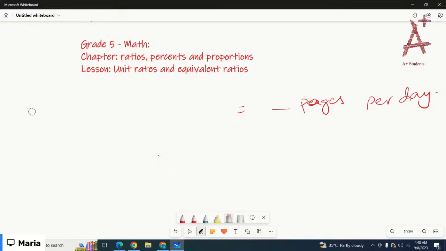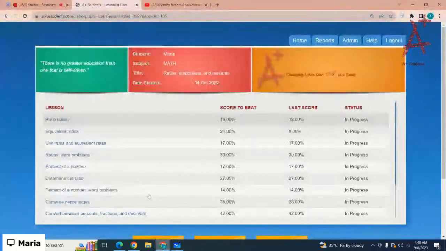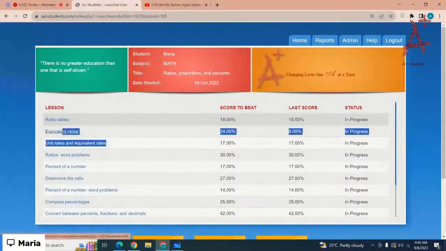Okay, so you can complete the lesson by yourself later today. We were working on grade 5 math. The chapter we're working on is ratios, proportions, and percents. The lessons we have covered today are ratio tables, equivalent ratios, unit rates, and equivalent rates. So that's your homework. You have to complete all the practice questions for these lessons later today.